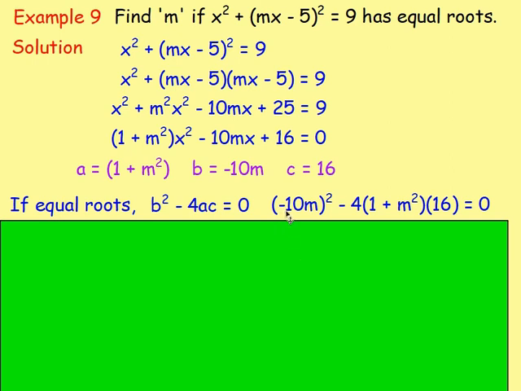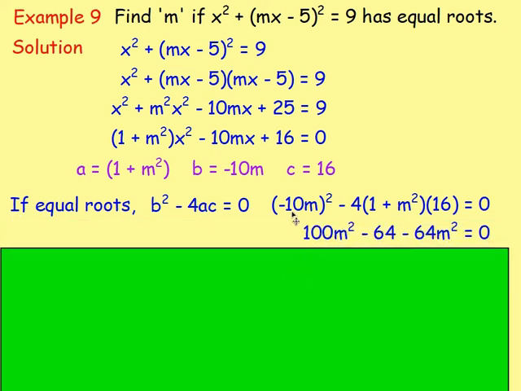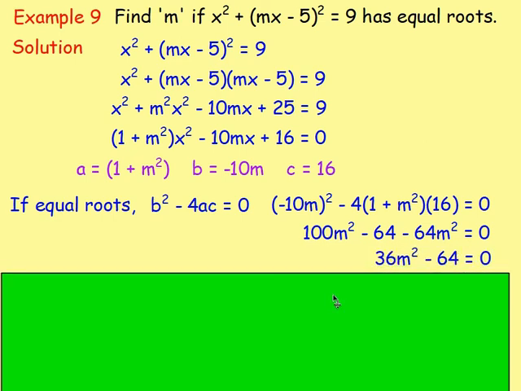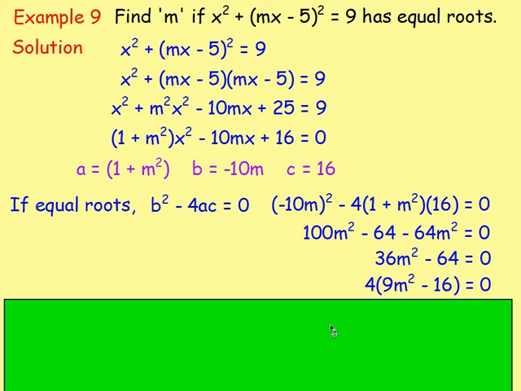Again, if you multiply negative 10m by negative 10m, two negatives will make a positive. 10 times 10 is 100, m times m is m squared. If you multiply all of them out, it gives you minus 64m squared. 100m squared minus 64m squared gives us 36m squared minus 64 equals 0. From there, take out the highest common factor, which would be 4.